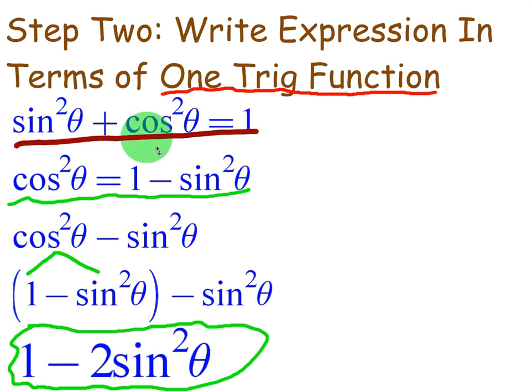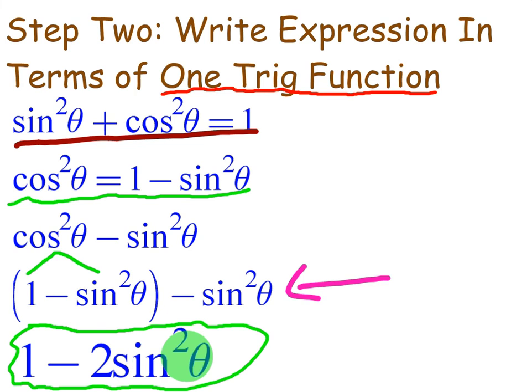So I'm going to rearrange this and get cosine squared by itself, and I have cosine squared is equal to 1 minus sine squared. It's the same thing as up here, just rearranged. So now I'm going to replace my cosine squared with 1 minus sine squared. Again, the reason I'm doing that is because I want to write the expression in terms of one trig function. So now everything is in terms of sine once I get to this step, right? And now I'm just going to simplify that. If I subtract sine squared twice, that's equal to 1 minus 2 sine squared.